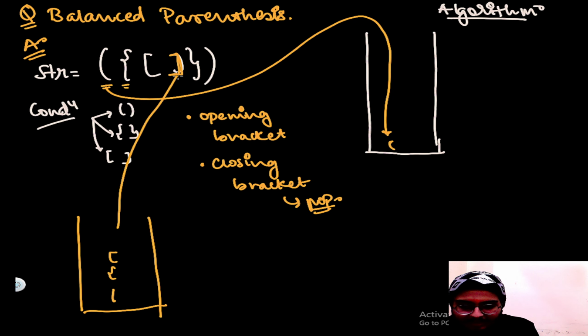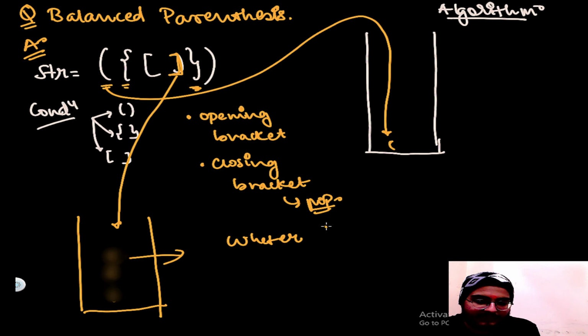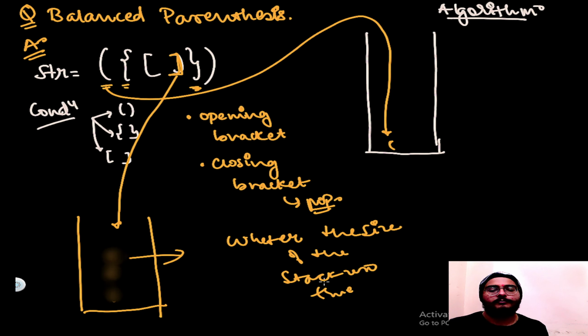So I will pop the top entity of the stack. I will pop this, and now this will become empty. Then you also saw a closing bracket, so you pop, this will become empty. You saw this, you will pop, this will become empty. Now I will check whether the size of the stack is 0. If yes, then I will output true. If not, I will output false.